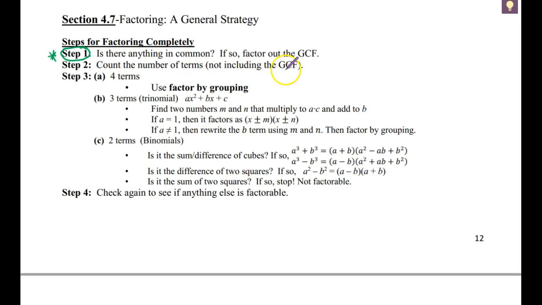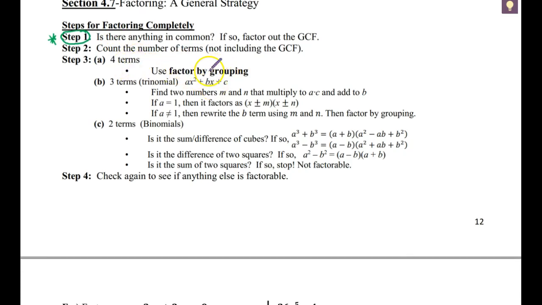Then, if you've factored it out or there's nothing left to factor out, we count the number of terms, so not including the GCF. And if there's 4 terms, we're going to factor by grouping. If there's 3 terms, we have to decide if the leading coefficient is 1 or if it's not 1. If it's 1, we find the 2 factors that will multiply to give us A times C and add to give us B, and we can directly plug it in.